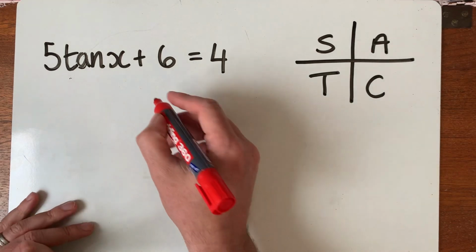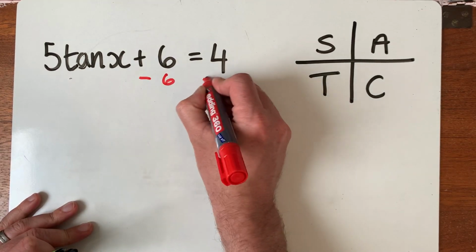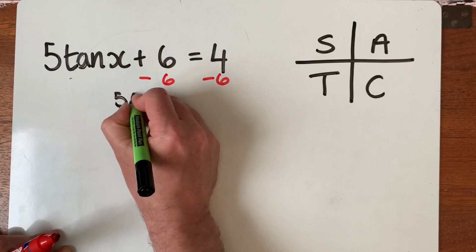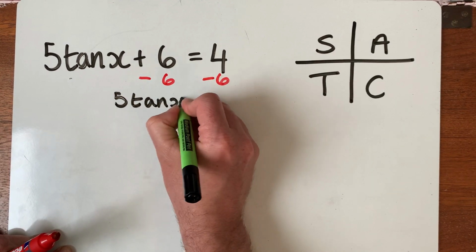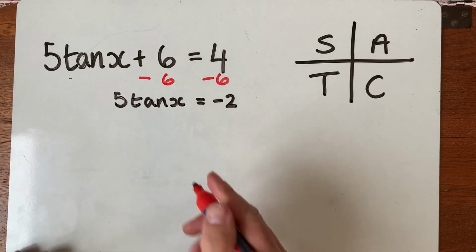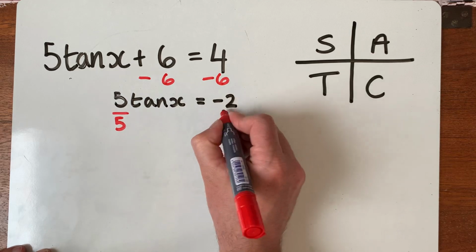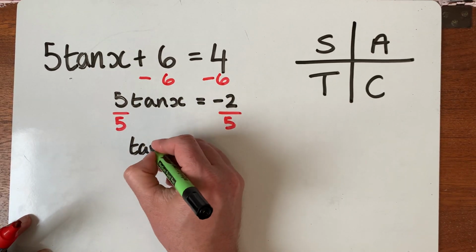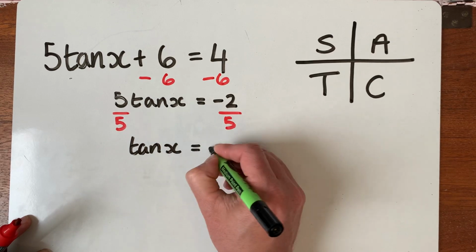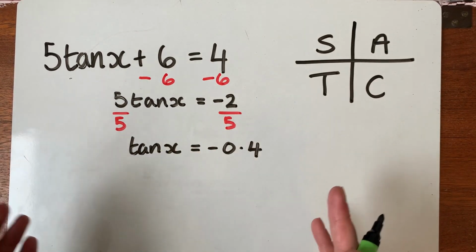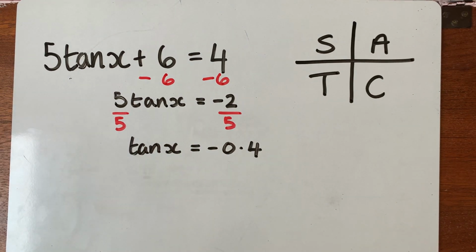Rearranging the same as the previous example, we're going to start by subtracting 6 from each side. And that's going to leave me with 5 tan x equal to negative 2. Next, we're going to be dividing by 5. And that's going to get me to this line, tan x equals negative 0.4. Again, this should look really familiar from the previous videos, so we're just going to jump straight into solving this.